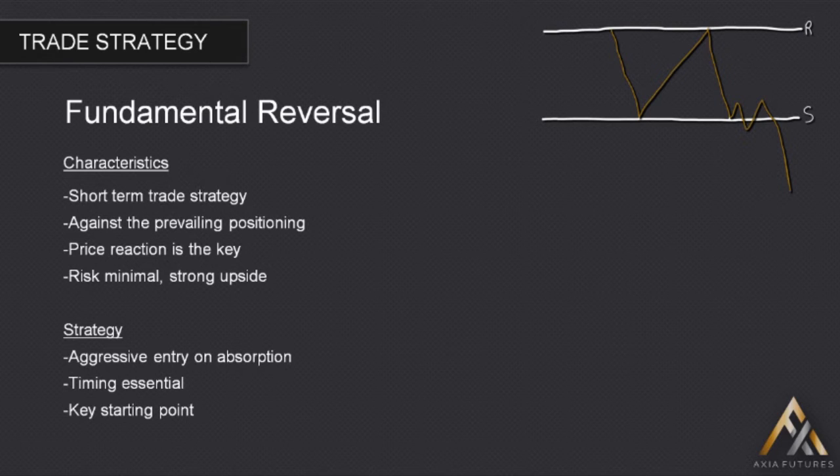You can use the charts, but it's much better to trade this off of a price ladder because you're going to get best price execution. Risk is minimal, very tight, and you've got a lot of potential upside. Why? Because when the market reverses and there's a lot of positioning on a fundamental in one direction, there's quite a lot of unwind that needs to occur, and that creates the strong upside.